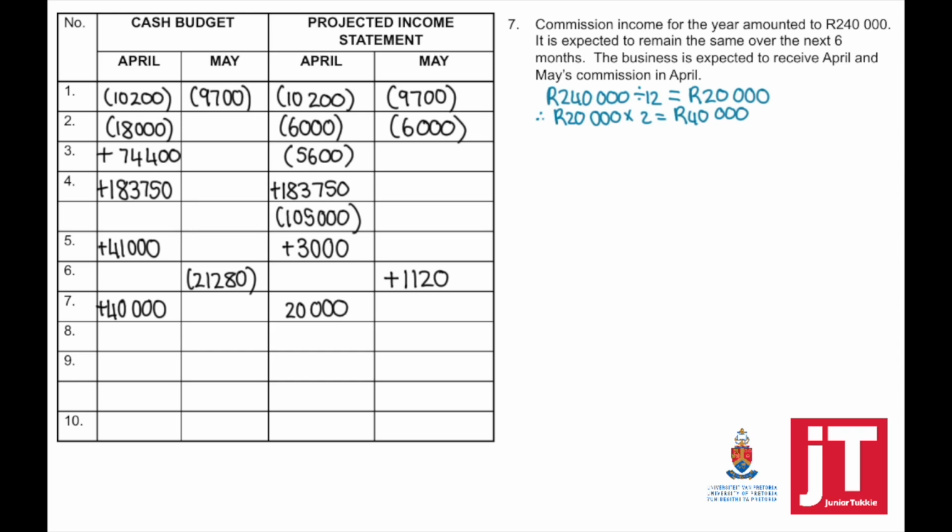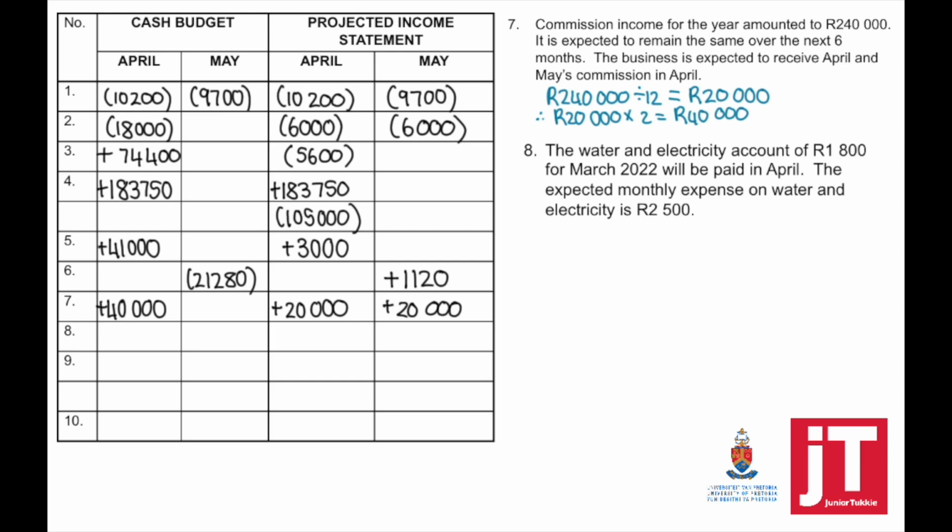Our expected income for April is 20,000. Our expected income for May will be 20,000. So be careful with this. I'm not going to have in the cash budget for May as well commission income 20,000, because we expect to receive the commission for April and May in April. So that month we expect to receive 40,000, but the monthly income will be 20,000.